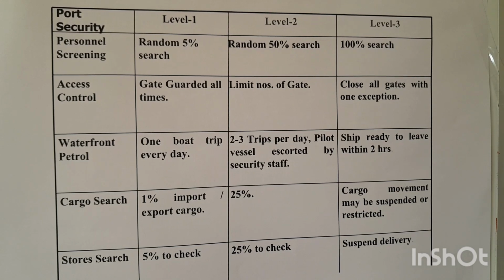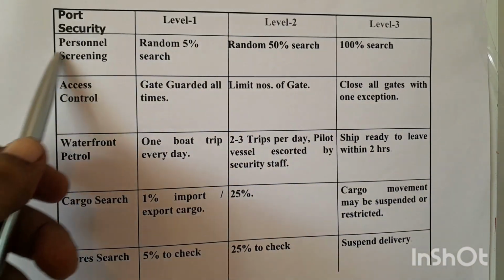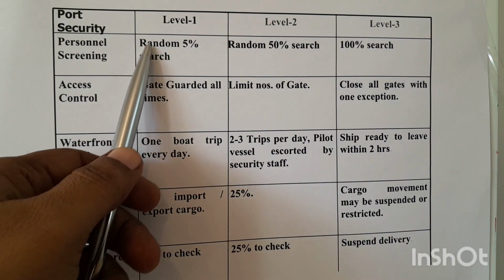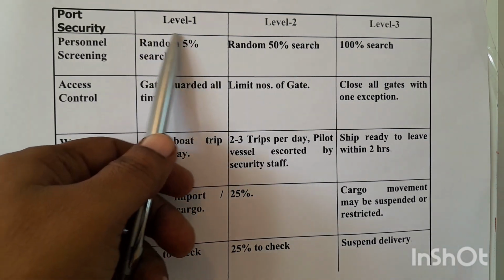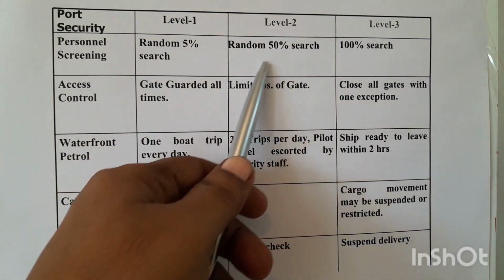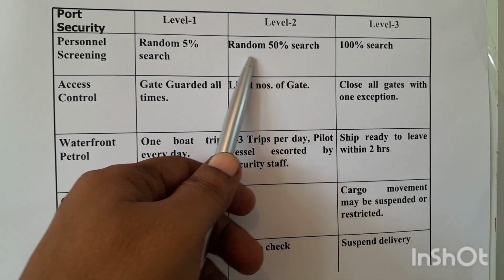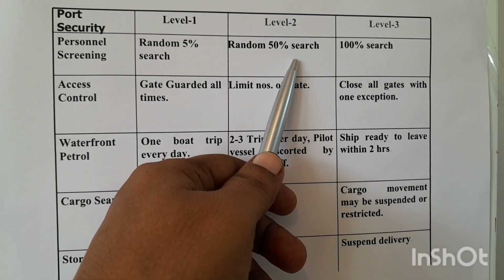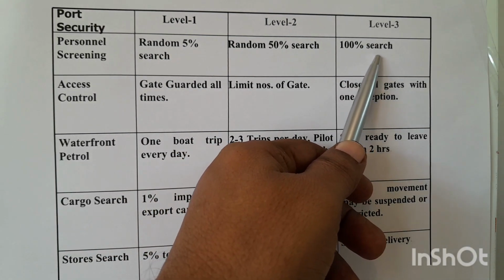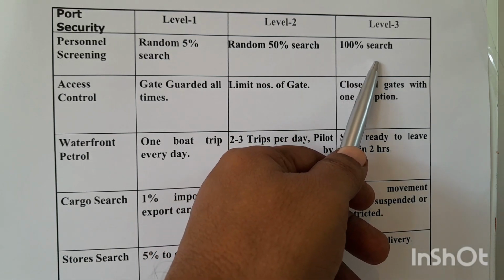So that was security level 1, 2, 3, common to both ships as well as ports. Now coming specific to port security level 1. Personnel screening: random 5% search, meaning people who are going to the port, the security person can conduct a random search of 5% during security level 1. In level 2, you can increase to 50%. 50% of the people entering the port area are supposed to be searched. Level 3, 100%. Each and everyone coming to the port has to be searched by the security person.